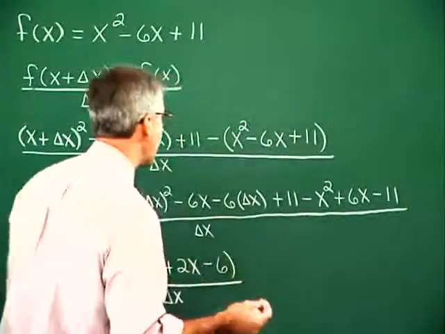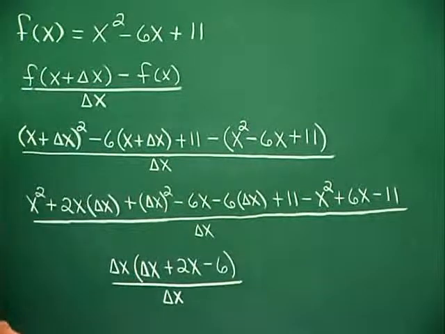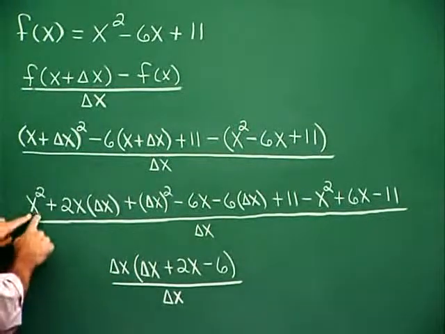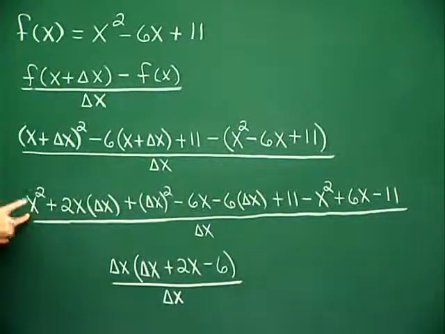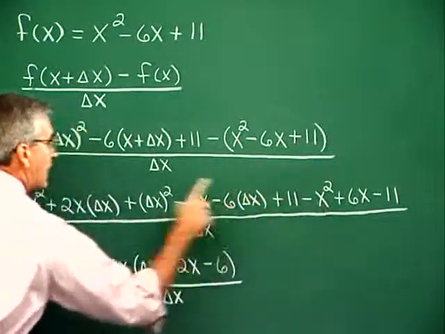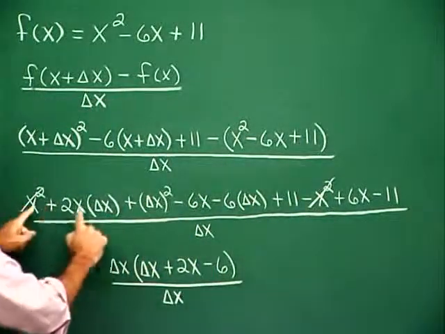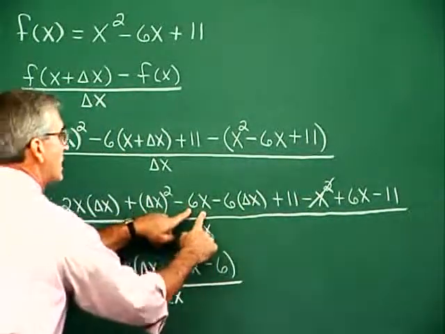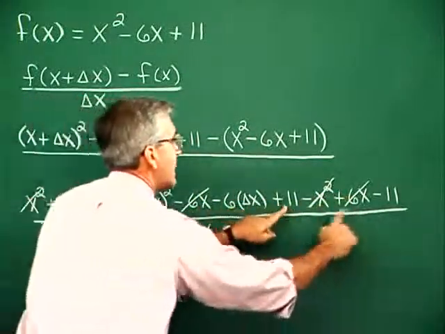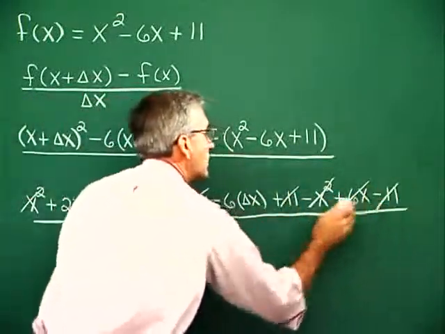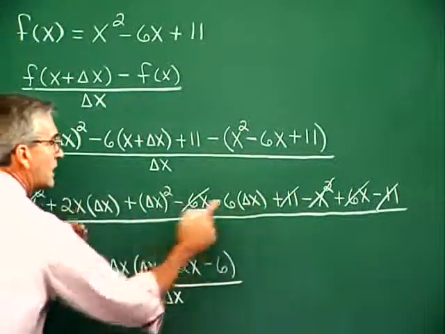Once you get the expansion complete, then all of the terms that don't involve delta x turn out to go out. That is, this x squared, now follow me way over here, this x squared cancels with this minus x squared. Okay, so those go out. And this minus 6x and plus 6x go out. And this plus 11 minus 11 go out. And now the only terms remaining are terms that involve delta x.